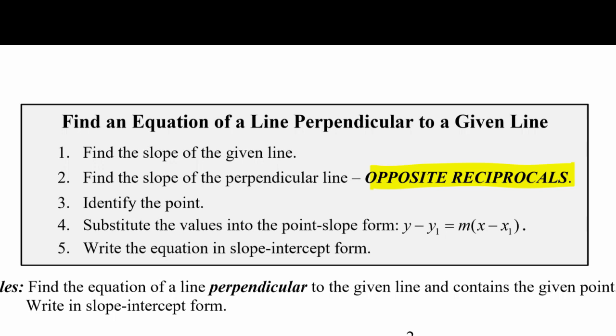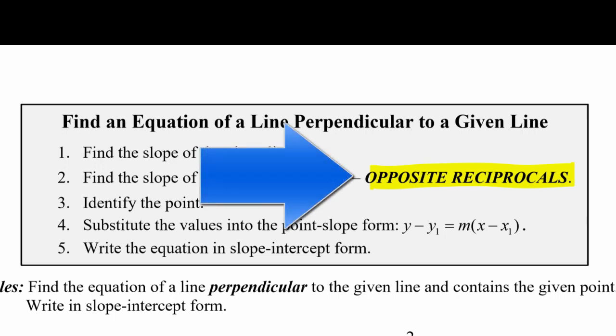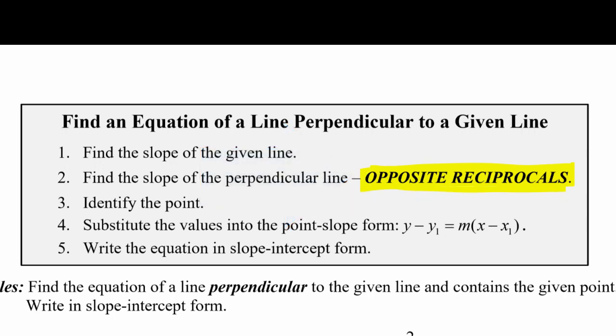Now, with our parallel lines, those two lines had equal slope. That's what caused them to be parallel and not intersect. But with perpendicular lines, those lines have slopes that are opposite reciprocals of each other. Opposite reciprocals of each other. So the hardest part about working with perpendicular lines is going to be for you to remember that you have to take the opposite reciprocal of the slope of the line that you're given to find the equation of the line that they're asking for.